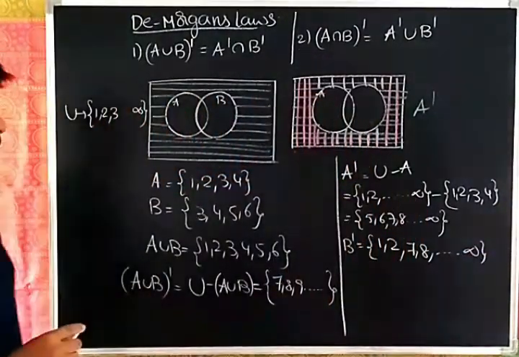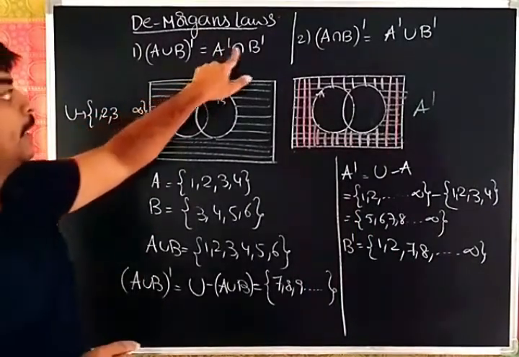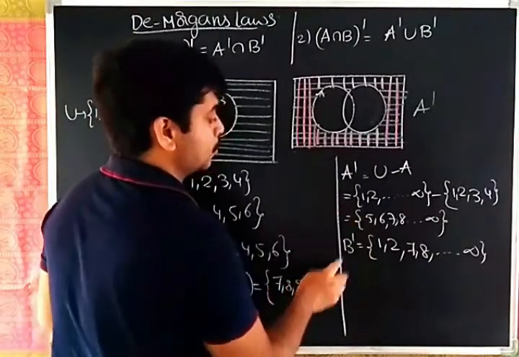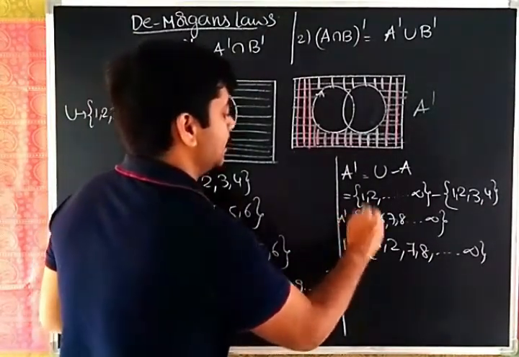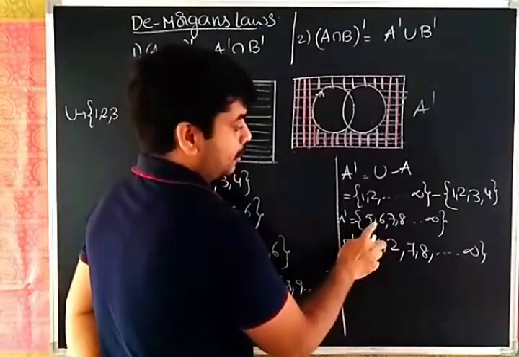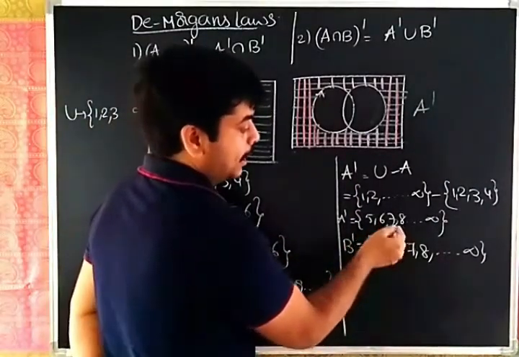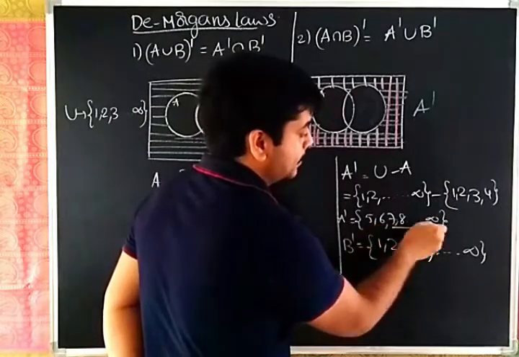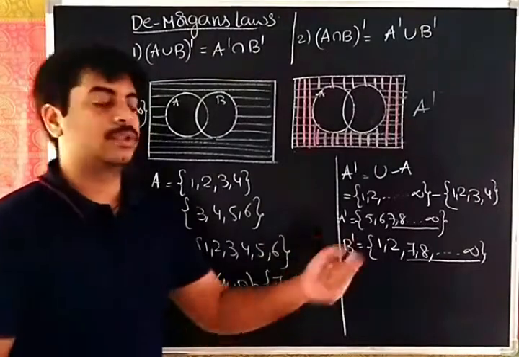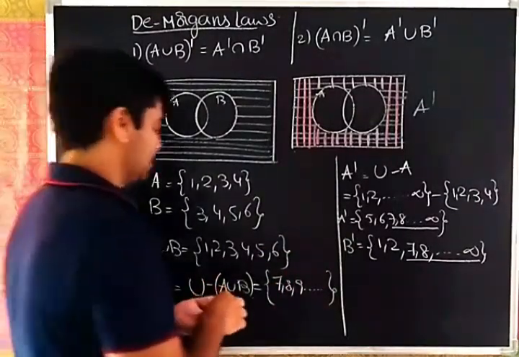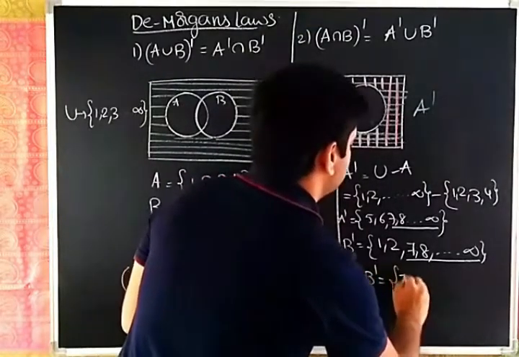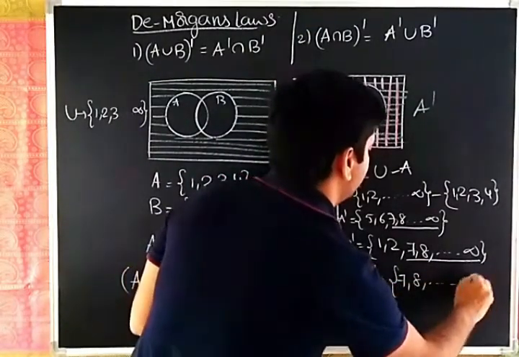Okay. So now what is A complement intersection B complement? That means what are the common values between these two? So tell me, what are the common values? If you can see, 1, 2 is not there in A complement, and 5, 6 is here but not in B complement. So the common elements start from 7 and go till infinity. So A complement intersection B complement is 7, 8 and so on till infinity.